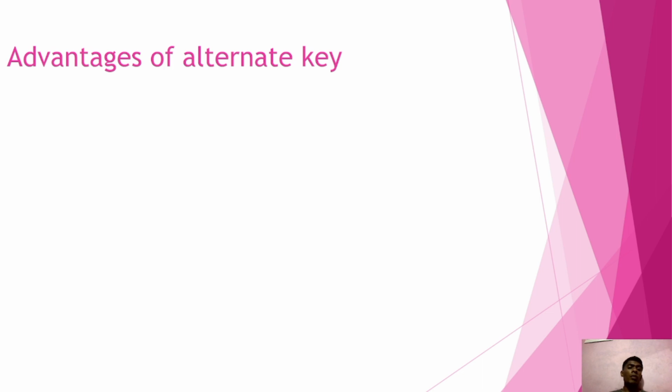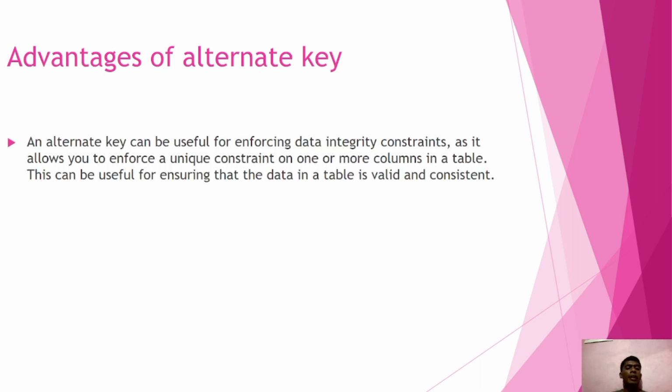Next, what are the advantages of the alternate key? An alternate key can be useful for enforcing data integrity, as it allows you to enforce the unique constraint of one or more columns in a table. This can be useful for ensuring the data in the table meets valid constraints.